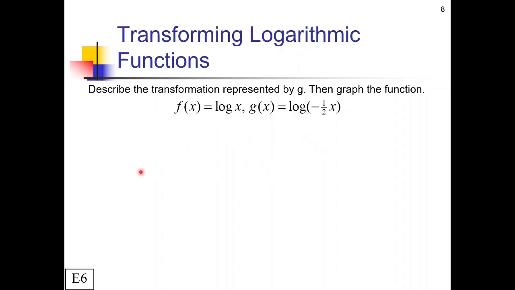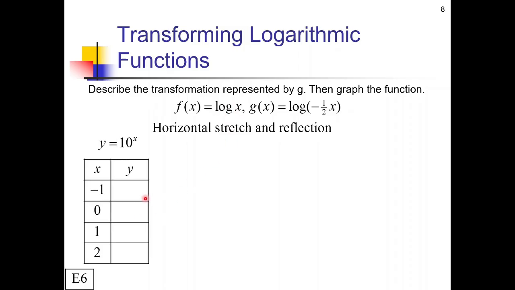All right, so let's start with representing the transformation that's going on here. Since I have this -1/2 inside the log function, that's going to be a horizontal reflection and a stretch by 2 horizontally. So horizontal stretch and reflection. Now let me do my parent table for 10 to the x, because that's the inverse of log base 10 of x. So I'm going to be going from -1 to 2, because again this is growth. So -1 plugged in here gives us 1 over 10.